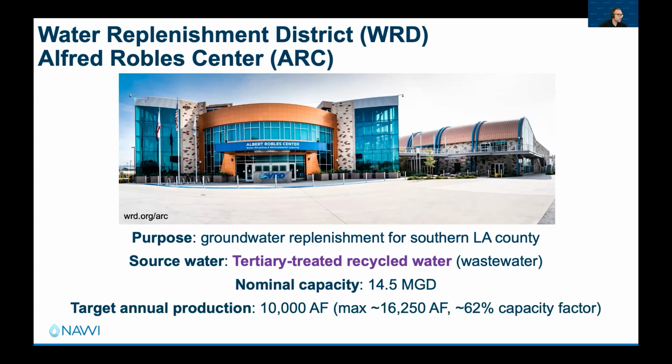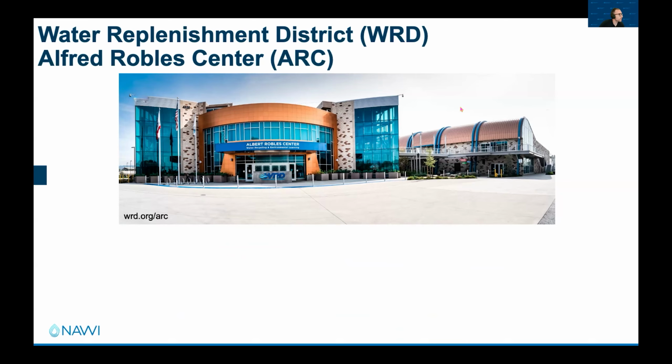The target annual production, and this is important, and I'll come back to this, is 10,000 acre-feet per year. So that means they're not constantly running at full capacity. The maximum is about 16,000 acre-feet per year. So a 62% capacity factor makes it an interesting place to try out some flexibility scenarios. After they hit this target, they will shut down the facility for about 2 months.